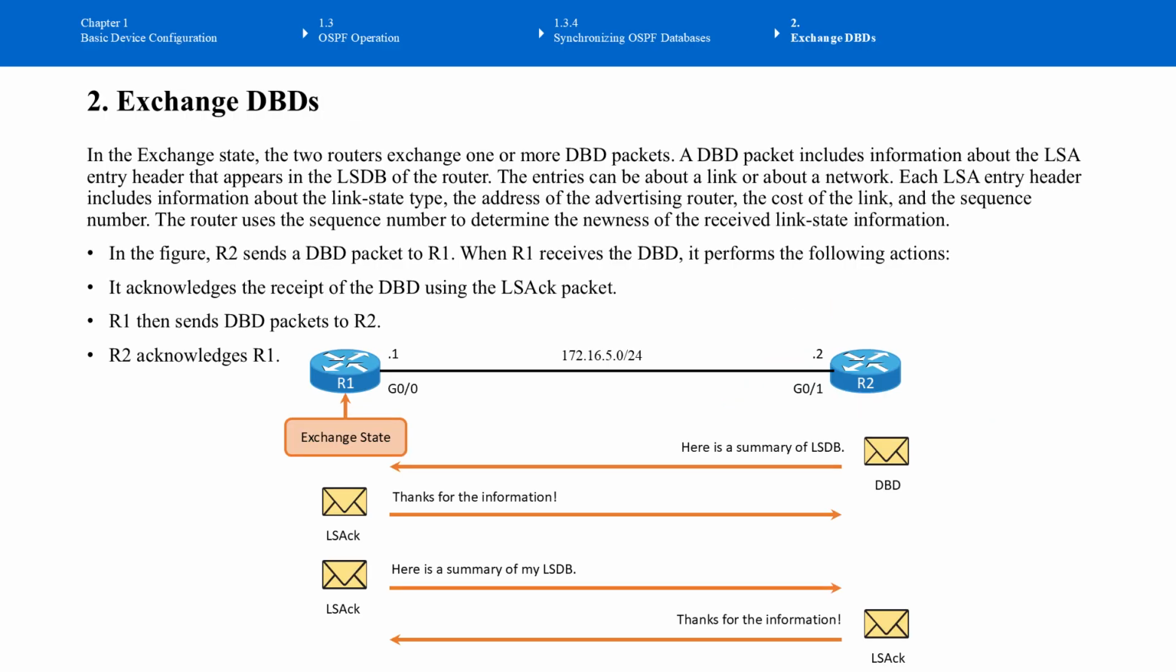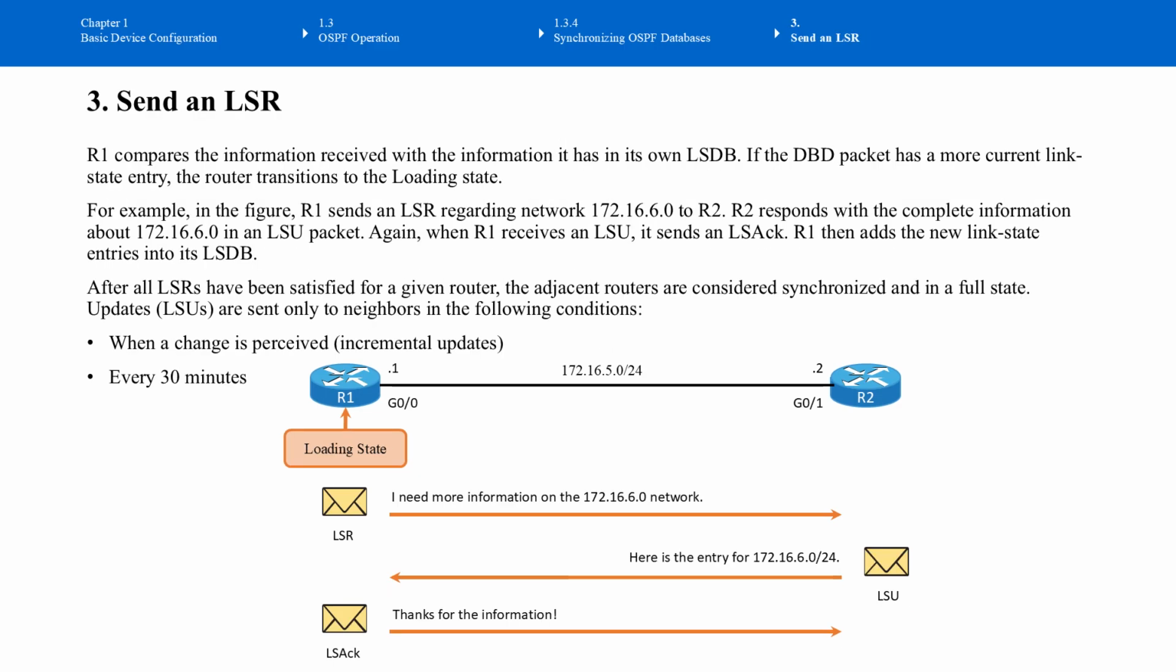Next, the router moves to the exchange state. They exchange database description packets. The DBD packets contain a summary of the link state database, not the complete database. Each router compares the received summary with its own LSDB to identify any missing or outdated information.